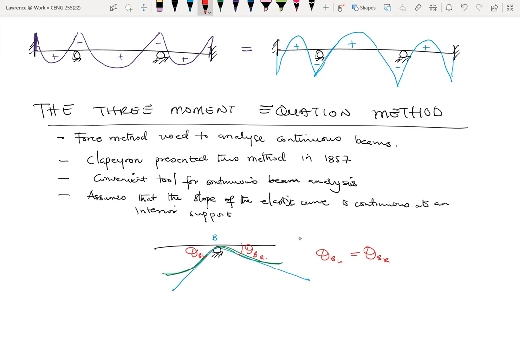And one of those assumptions is that the slope on the left side is the same as the slope on the right side for any interior support. Okay, and that's to indicate that the elastic curve is continuous.